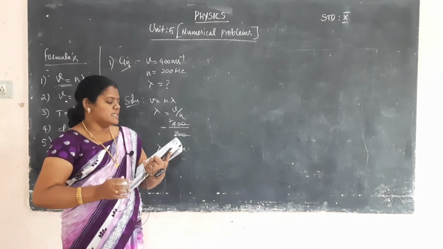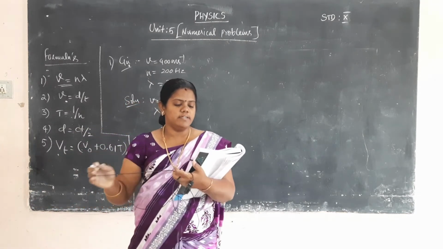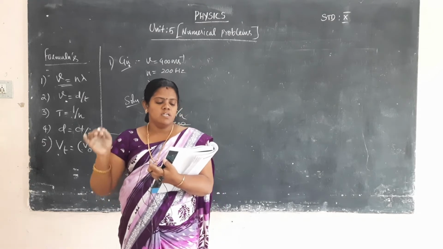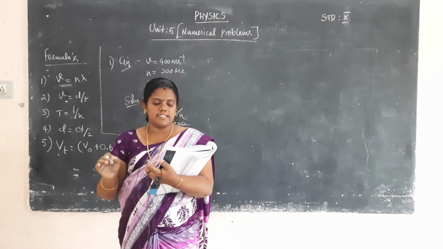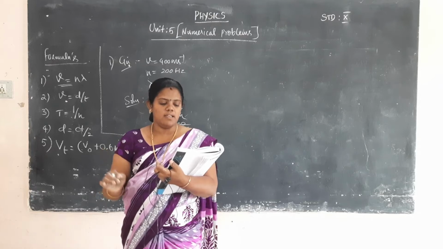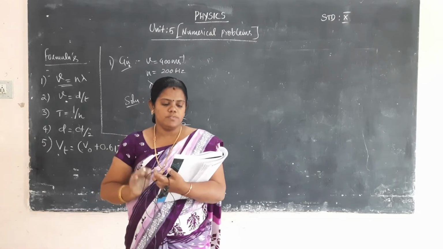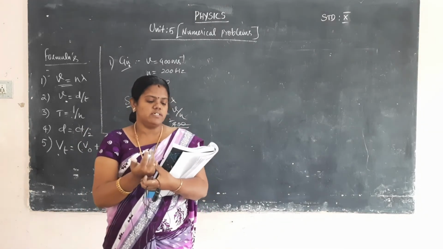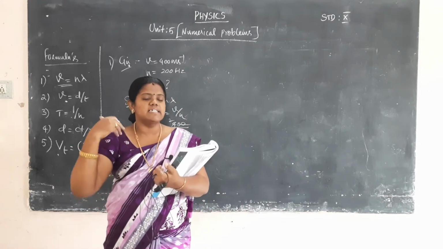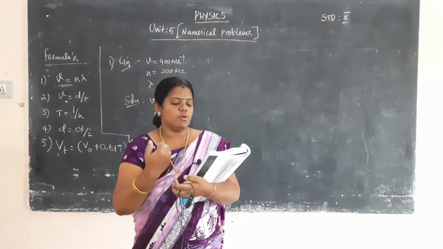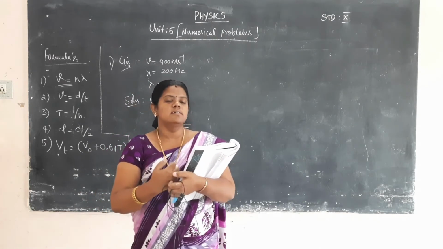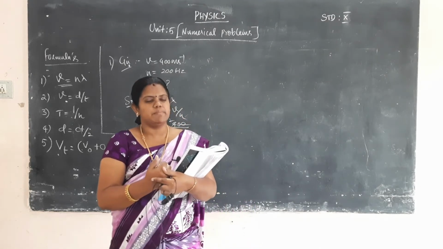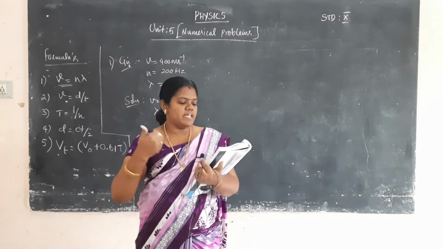The second problem: the thunder of a cloud is heard 9.8 seconds later than the flash of lightning. If the speed of sound in air is 330 meter per second, what will be the height of the cloud? We hear the thunder sound 9.8 seconds later than the flash of lightning.